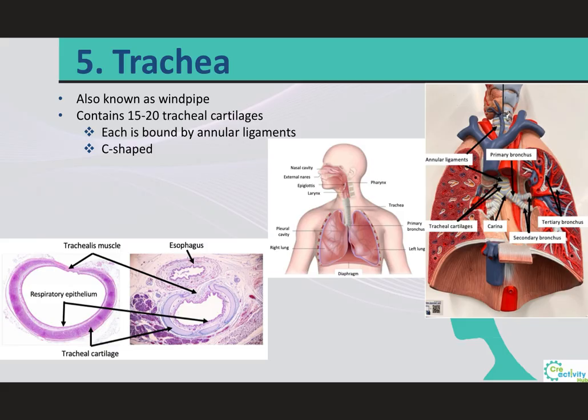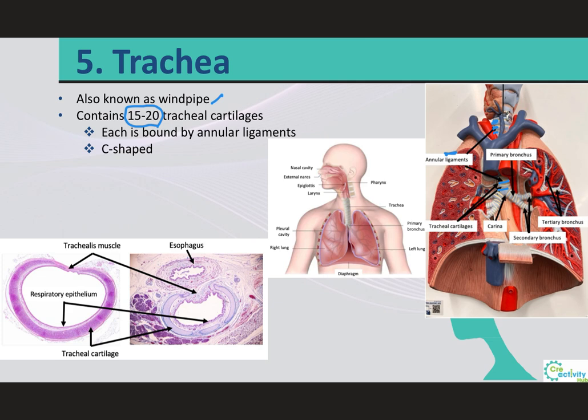The trachea, which is also known as the windpipe, will contain on average between 15 and 20 of these tracheal cartilages, which are the cartilages that go around but do not form an entire circle. And each of these tracheal cartilages is going to be bound to neighboring cartilages by this elastic ligament that's called the elastic annular ligament, as we can see right over here from the image.